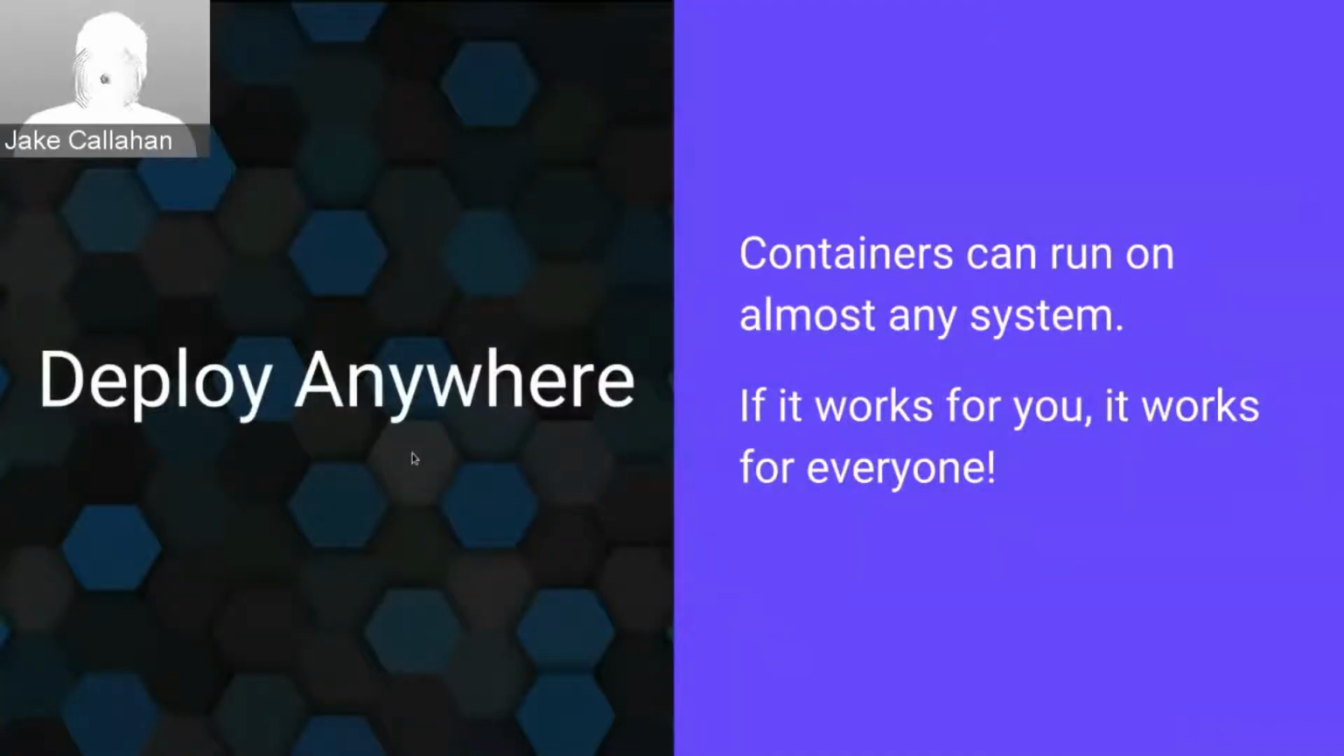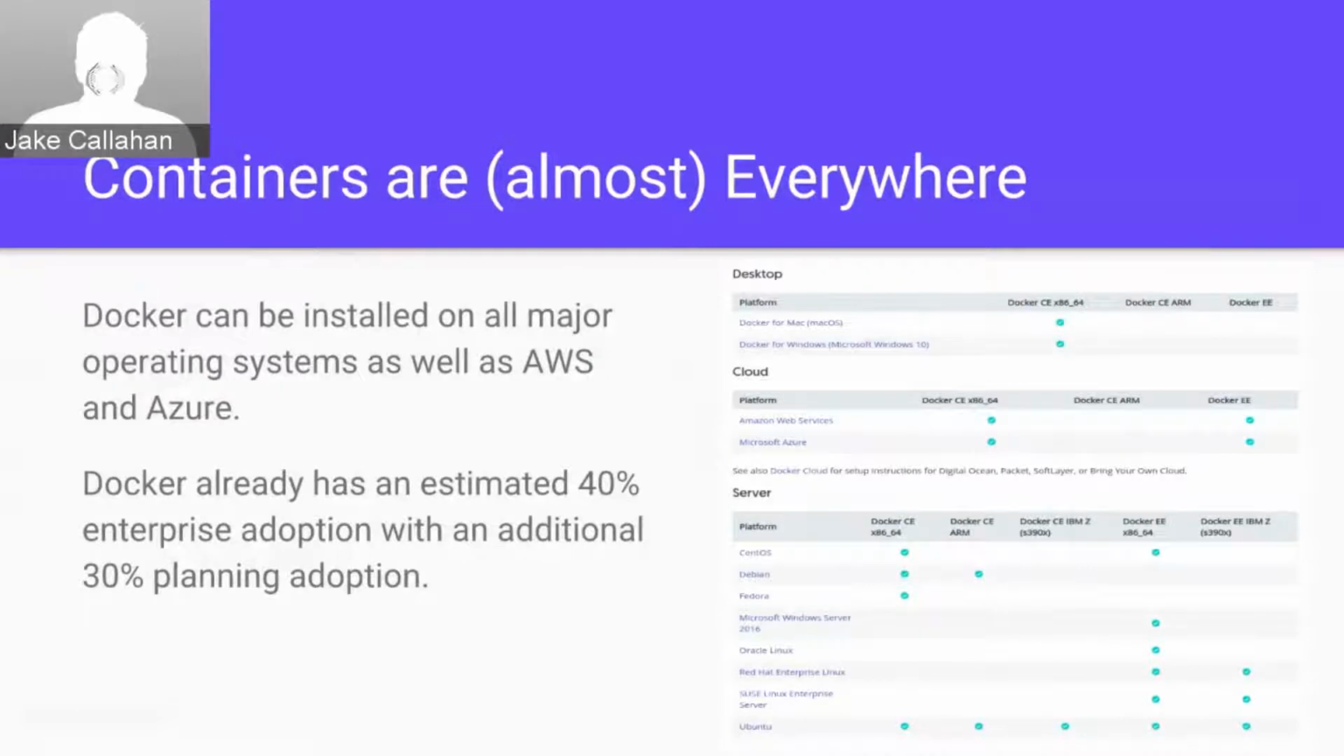Okay, so containers can be deployed on almost any system. And the great thing about this is that if it works for you, it works for everyone. And what I mean that containers can be run almost everywhere is that they can be installed on all major operating systems, as well as AWS and Azure. I'm sure the platforms just keep expanding because container adoption is exploding at a very quick rate. Docker already has an estimated 40% enterprise adoption with an additional 30% planning adoption. These are statistics I pulled from earlier in the year, so I'm sure that these numbers have already risen.